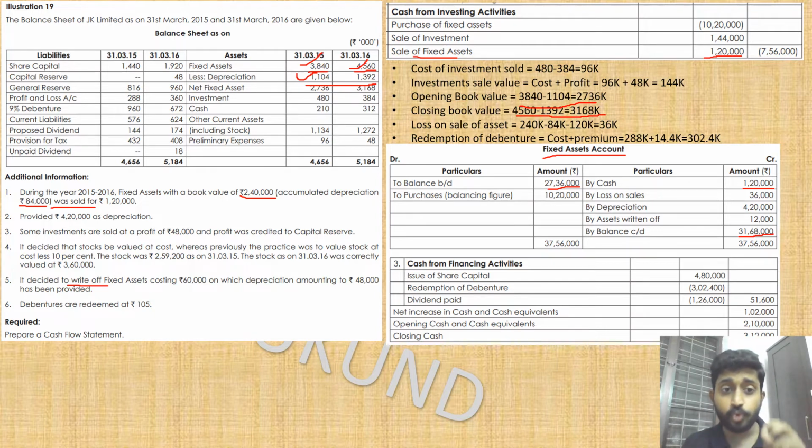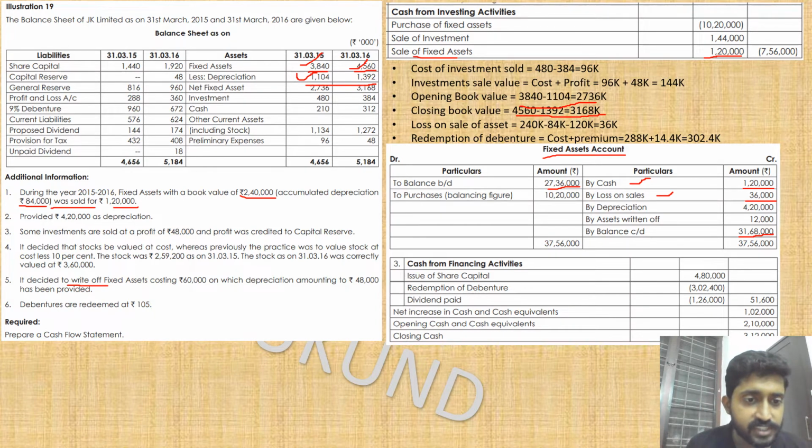Now you have sold for 1 lakh 20,000, but what is the actual value? If you see 2 lakh 40,000, depreciation is only 84,000. So 2 lakh 40 minus 84,000 will give you 1 lakh 56,000, and this 1 lakh 56,000 is sold for 1 lakh 20,000 only. So the balance 36,000 is a loss. So loss on sales is also accounted in the fixed assets account. So fixed asset is reduced by 1 lakh 56,000. This is the cash generated by sales, and this is because of the loss.